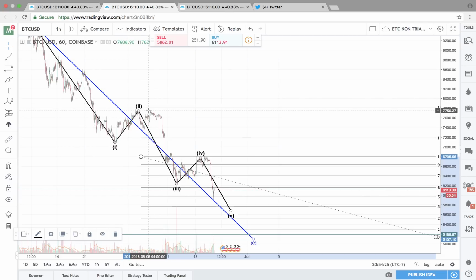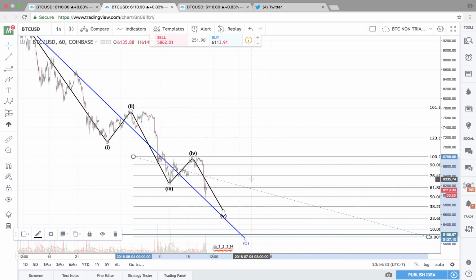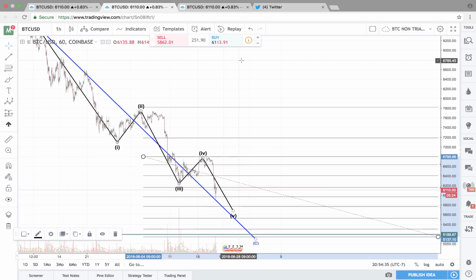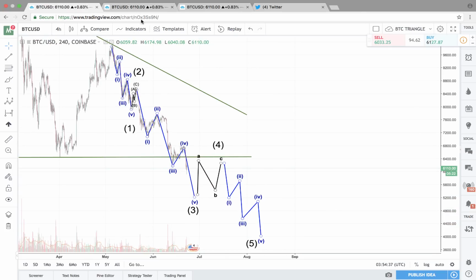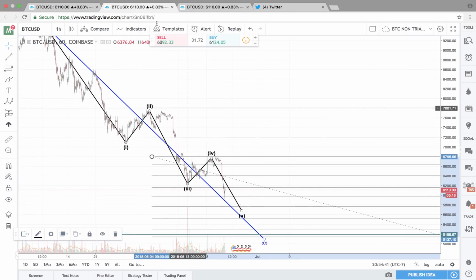That being said, it's possible we get close, but I'd say it's more likely that we bounce a little bit before that. And there's a couple of other counts that I've seen online on Twitter. They're fairly similar, they're a little bit different, and I'm going to explain to you now why I prefer this particular count.